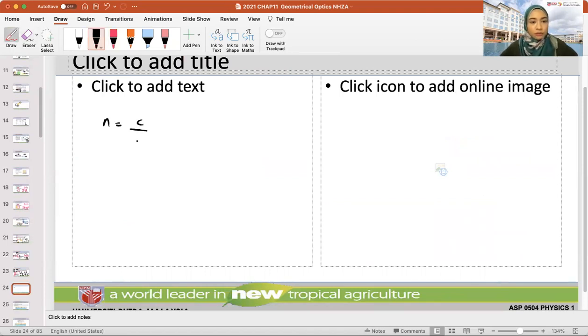N is equal to C over V. N is dependent on the speed of light. If you are traveling faster, you would have smaller N. If you are traveling slower, you would have a bigger N. Slower, bigger N. So this is typical for glass. This is typical for air.